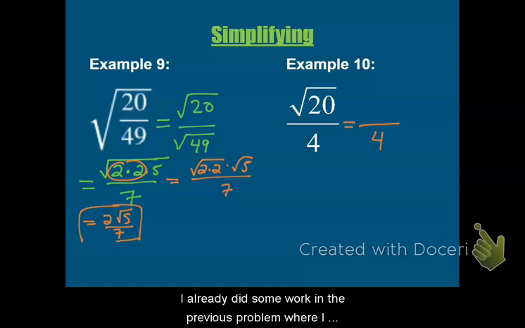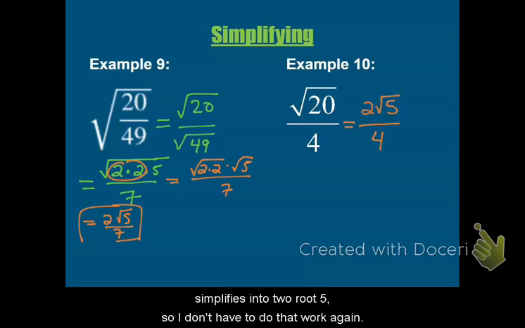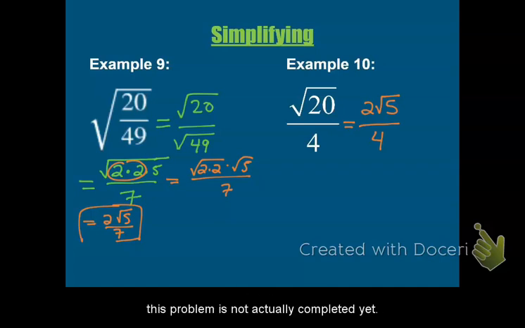Now, thankfully, I already did some work in the previous problem where I simplified root 20, and I know that root 20 simplifies into 2 root 5. So I don't have to do that work again. Now, what's interesting here is that this problem is not actually completed yet.